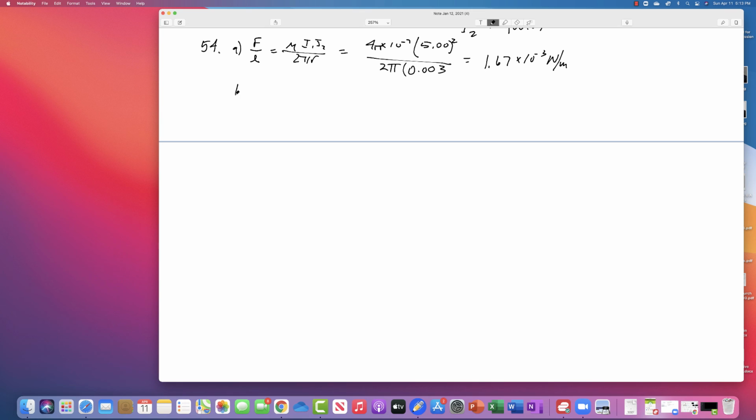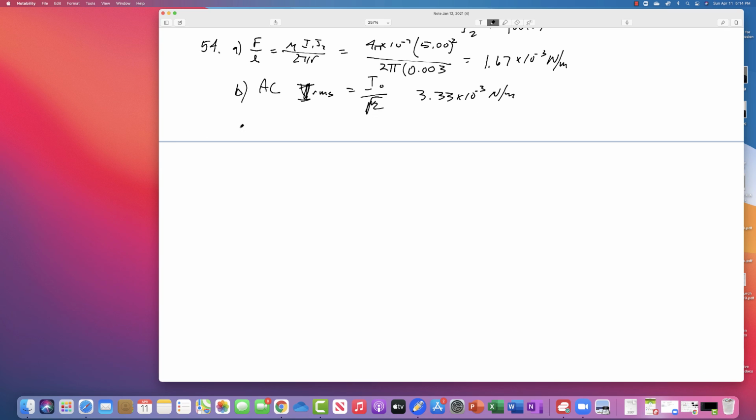Now, it says what's the maximum. Remember, with AC current, that IRMS, which is what we're given here, is equal to I max over the square root of 2. And since we're doing it twice here, what that means is that the answer here is going to take this and just multiply it by 2, because you'll be multiplying in each case by a factor of the square root of 2, and the square root of 2 times the square root of 2 is equal to 2. So it's going to be 3.33 times 10 to the minus 3 newtons per meter.